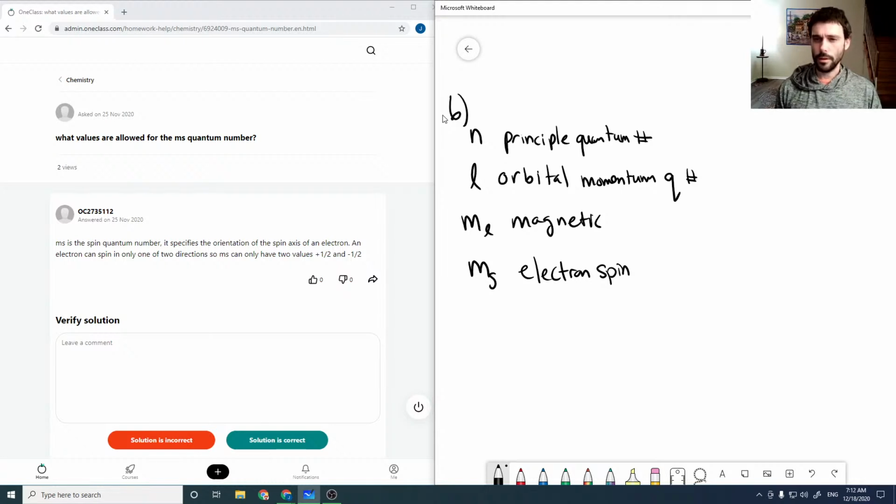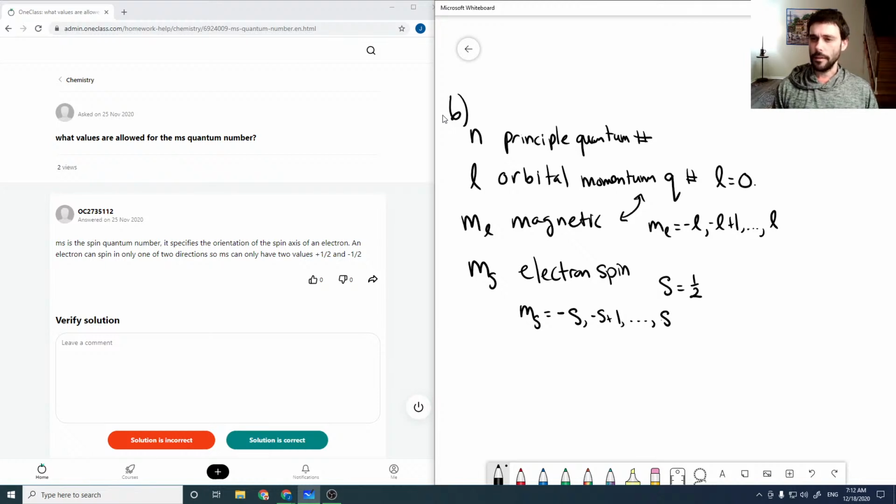quantum number. Very similarly to these two, where ml can equal minus l plus 1 up to l, ms equals minus s plus 1 up to s, where s is our spin momentum quantum number. But the nice thing about electrons is that our s is always a half, whereas in an atom, l can take on any values from 0 up to n minus 1. But for an electron, s is always a half. What that means then is that ms is always minus a half or plus a half.